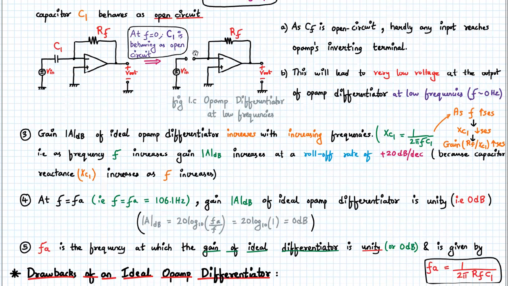right? So as your frequency increases, the impedance offered by the capacitance will go on reducing. And if this goes on reducing, the actual gain of the circuit, which is RF upon XC1, will go on increasing. That's why with increase in frequency, the gain also increases. That's why it is written over here. As the frequency F increases, the mod of A in dB increases at a roll-off rate of plus 20 dB per decade, because the capacitor reactance decreases as F increases. Okay, is this point clear?